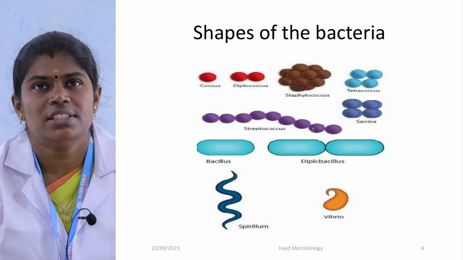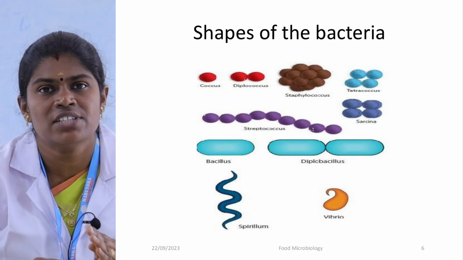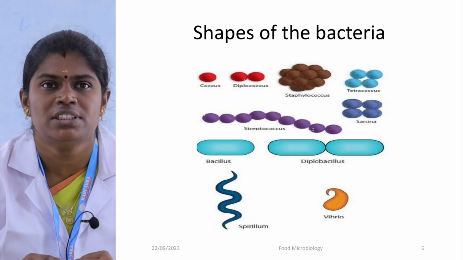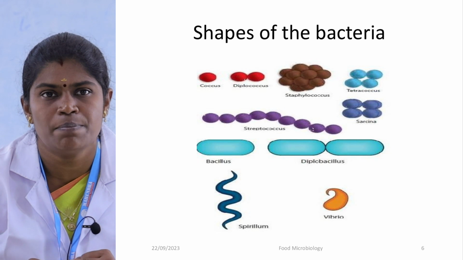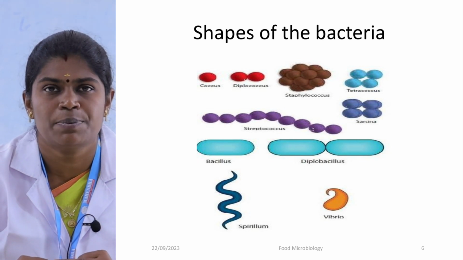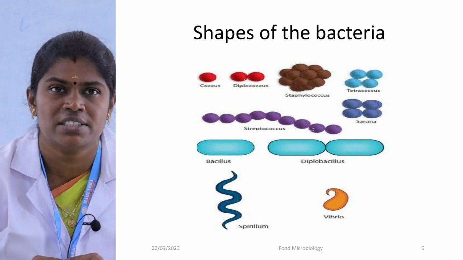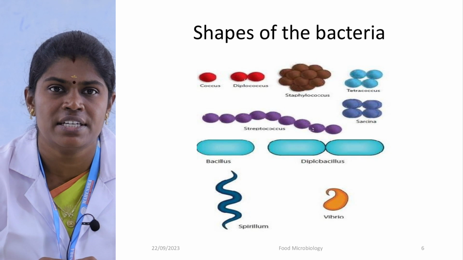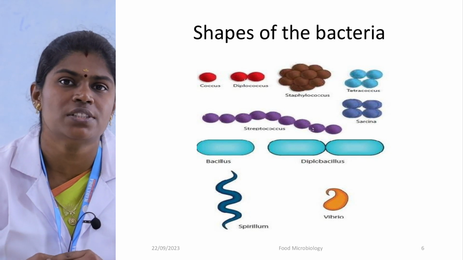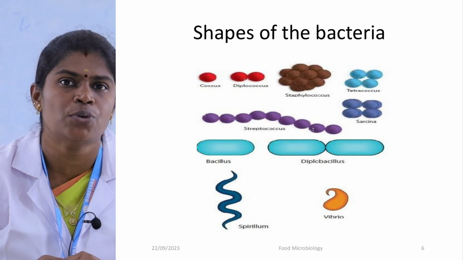And next is shapes of bacteria. Normally we can differentiate bacteria based on their shape. One is spherical, second is rod, third is spiral. Spherical shaped bacteria, for example, staphylococci. Rod shaped, bacillus, lactobacillus. Spirillum is spiral shaped bacteria. And next is comma shaped bacteria, an example of which is Vibrio cholerae.